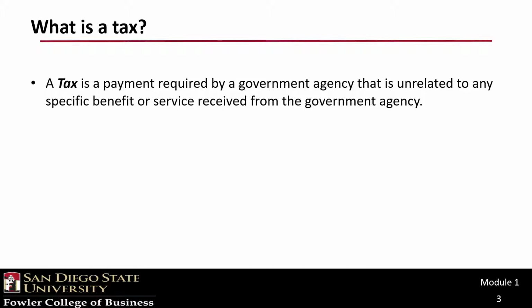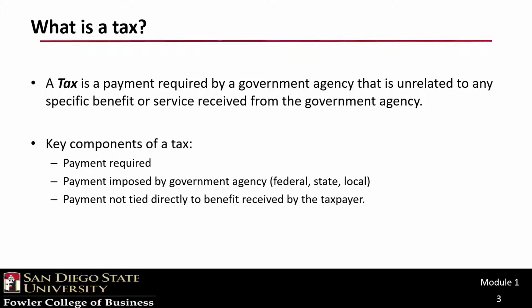It's a payment required by a government agency that is unrelated to any specific benefit or service received from the government agency. So it has three key elements: a payment that is required, that payment is imposed by a government agency, and that payment is not tied directly to any benefit received by the person paying it.